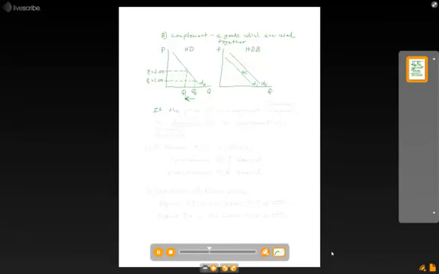So if the price of a complement increases, the demand, and that's the key word here, for its complement will decrease.